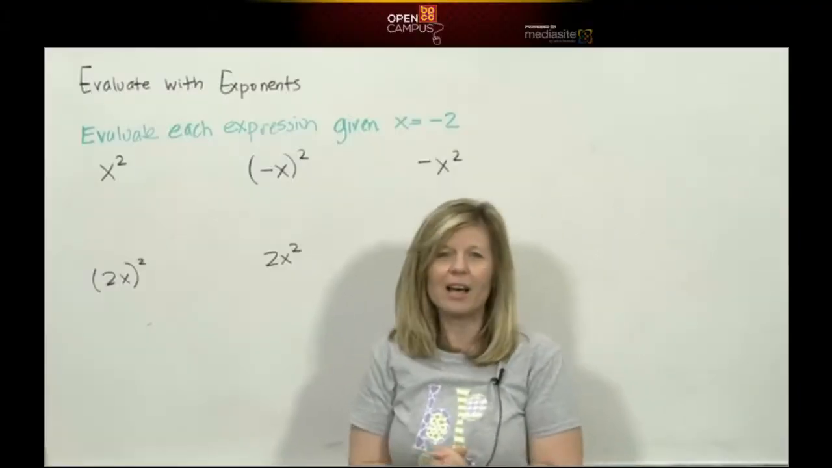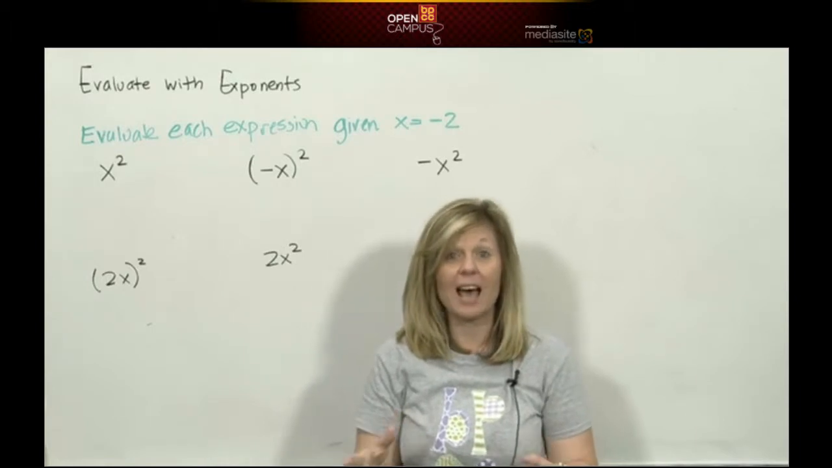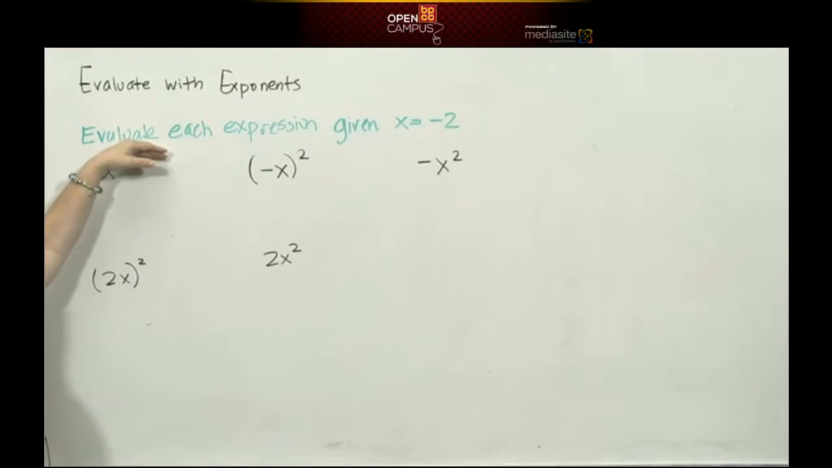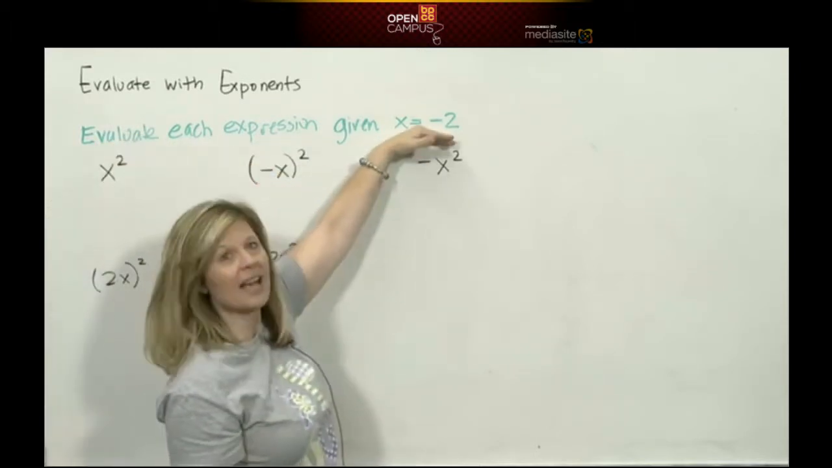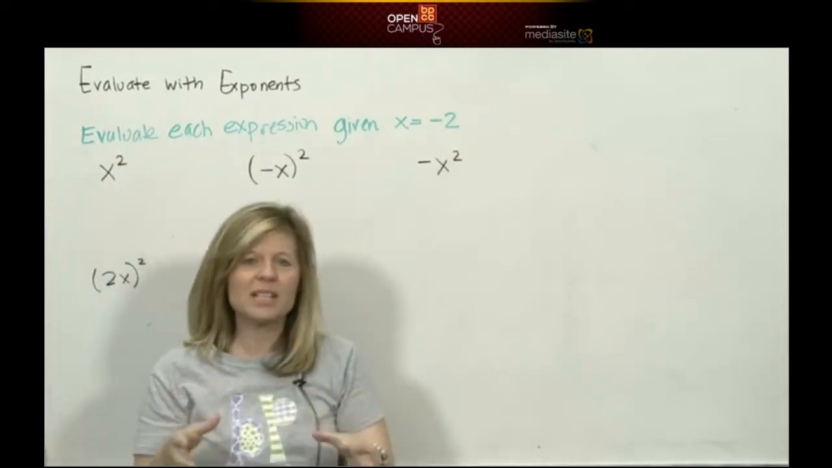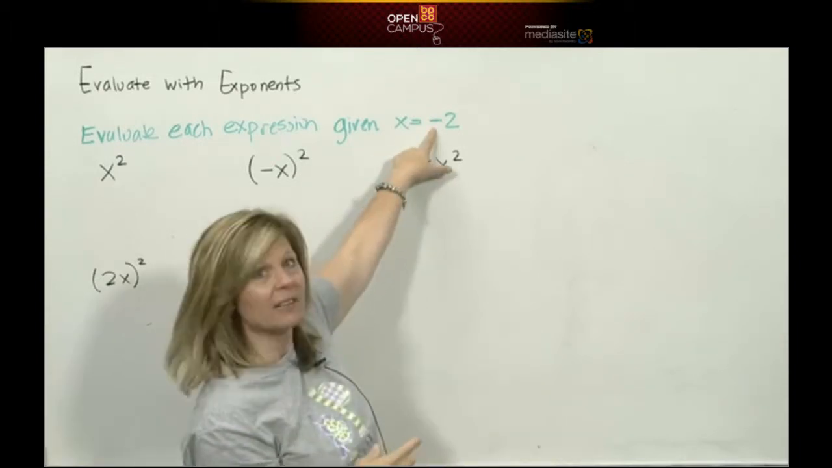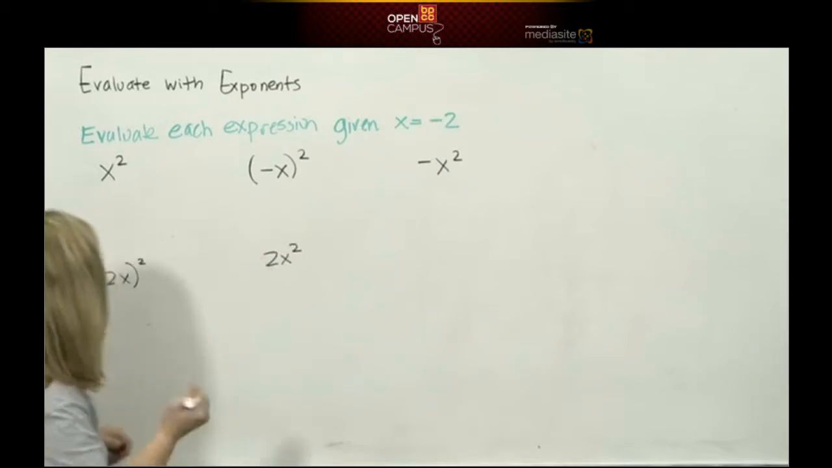Okay, so we're ready to evaluate some algebraic expressions that have exponents. First of all, to evaluate, they're going to have to give us a number to work with. And they're giving us x is -2. So wherever we see the variable x, we're going to replace it with what number? -2.